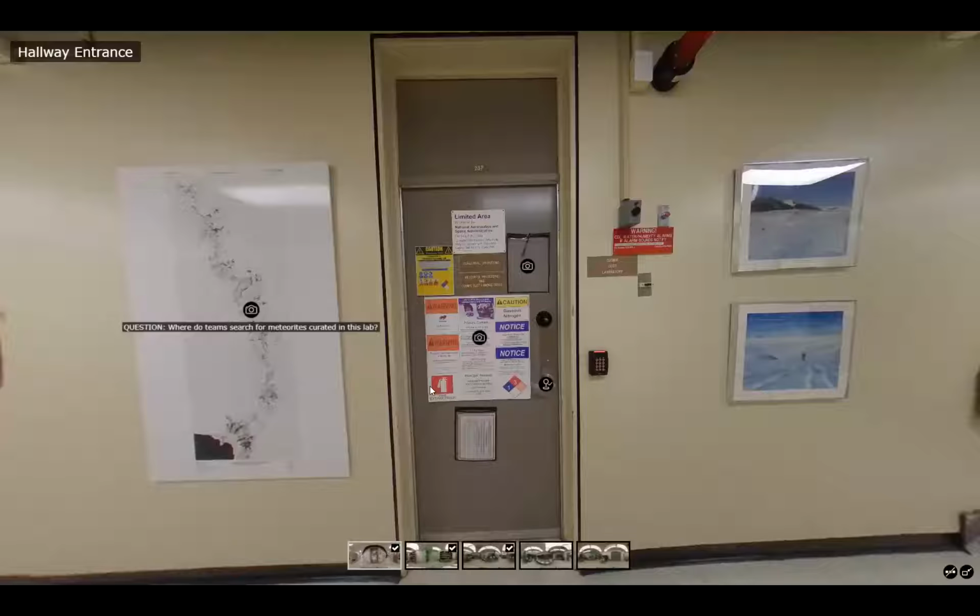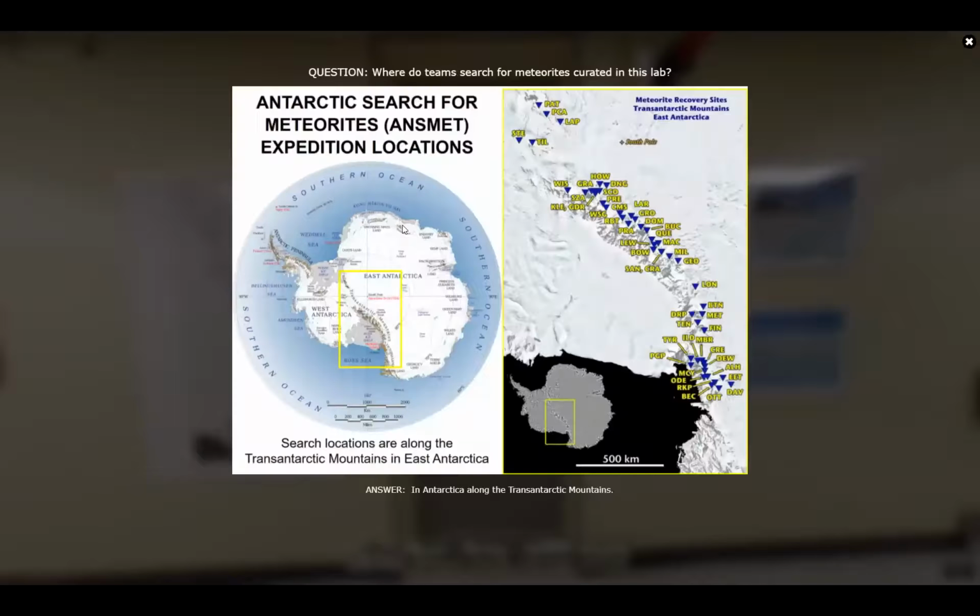One more quick thing about ANSMET. This is the Antarctic continent, and this little yellow rectangle is represented here on the right. Each of these little blue triangles is a specific location along the Transantarctic Mountains, where the ANSMET team visits these various locations each year to look for meteorites. So that's where our meteorites come from.